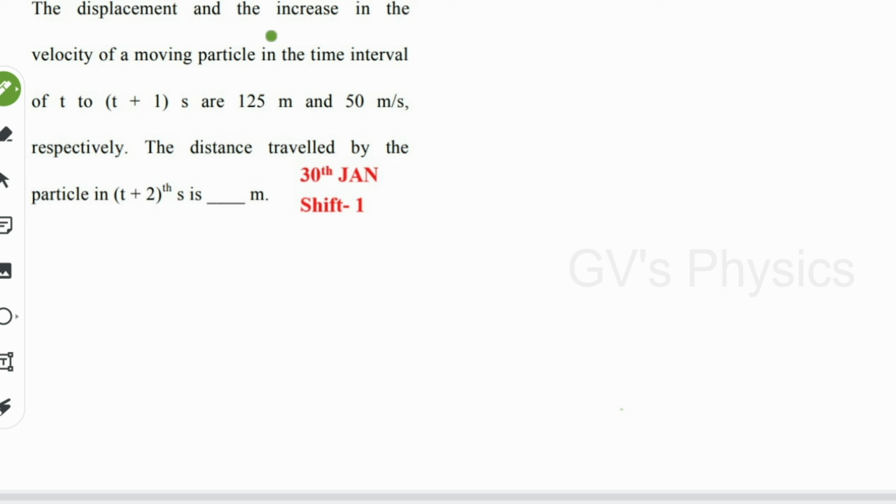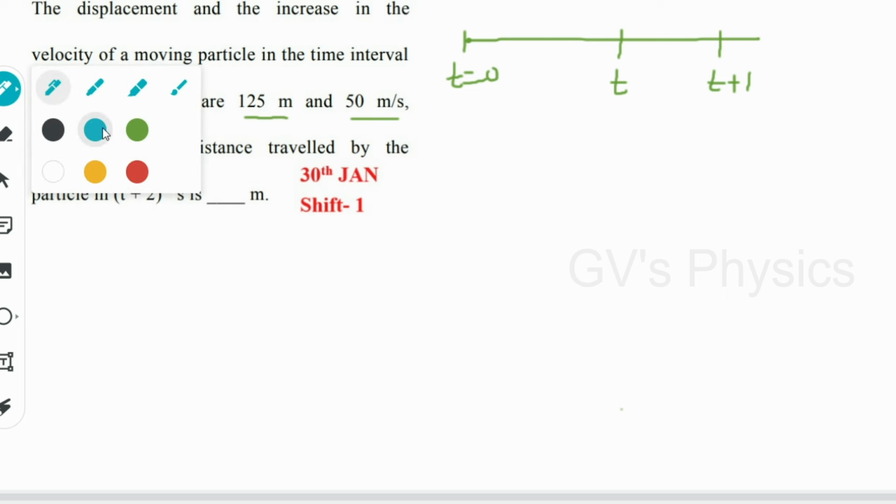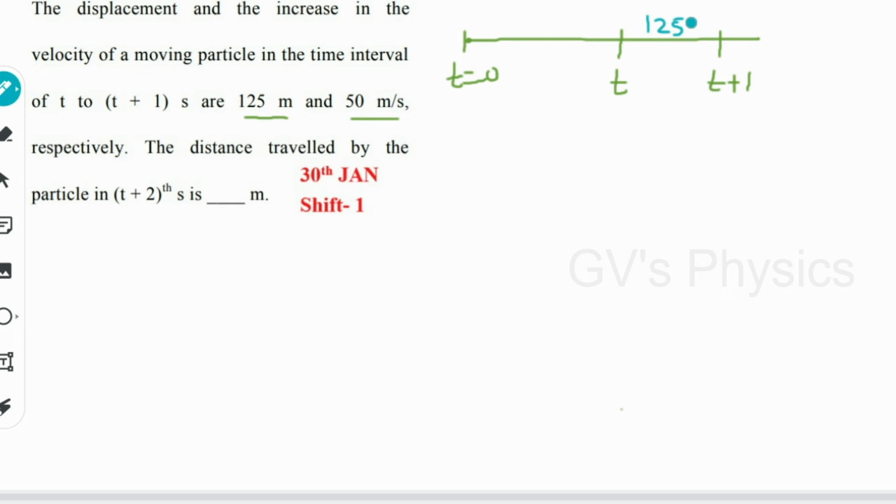The question is: the displacement and increase in velocity of a moving particle in the time interval of t to t plus 1 second are 125 meter and 50 meter per second respectively. Let us consider a particle that undergoes uniform acceleration in the time interval t to t plus 1 second. It covers a distance of 125 meter and the increase in velocity, that is the change in velocity, is 50 meter per second. And the question is the distance traveled by the particle in time t plus 2 seconds.